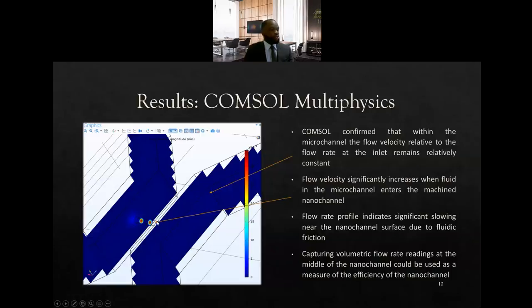The flow rate profile indicates the slowing near the boundaries, or the extremities, of the channel, and that's due to fluidic friction, or shear. And we think that capturing volumetric flow rate, which we plan to do, would be a good performance indicator, as a measure of efficiency of how well fluid is coming across this channel.